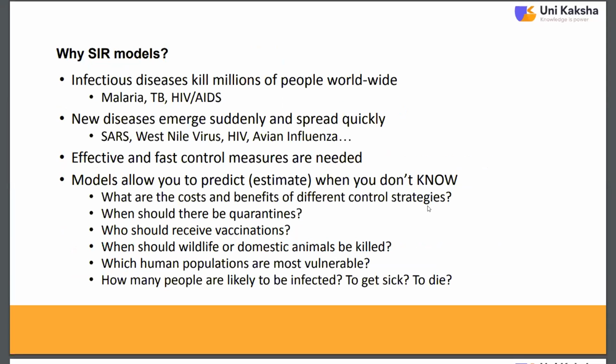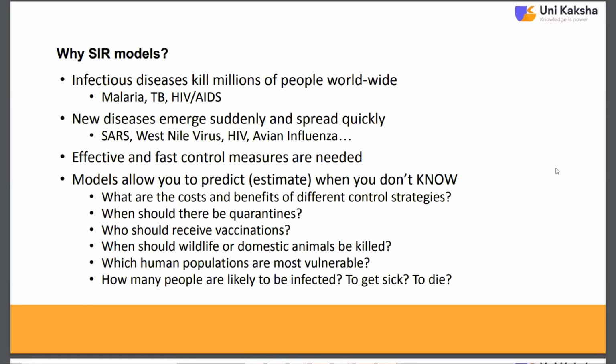Okay, so there are different epidemic models we are having, like the SIR model. Now this SIR means what? S stands for susceptible, I stands for infectious, and R is for recovered. The infectious diseases kill millions of people worldwide. So malaria, TB, HIV/AIDS, these are some of the infectious diseases that we know. These kinds of diseases and the study regarding these diseases involve the SIR models.